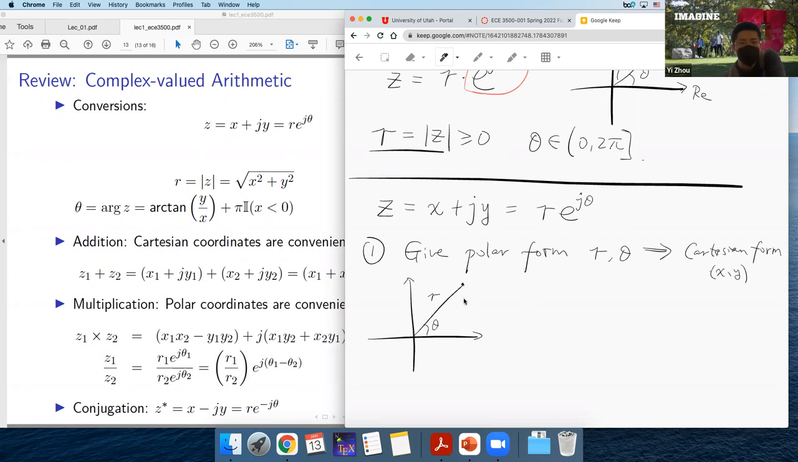This can be derived directly from this figure. Given this theta and r, we can uniquely identify a complex point. This is the complex number that we are looking at. Now we want to know the Cartesian form of this complex number, so we are looking at its x and y coordinates. This is x, this is y. From this figure, we can tell that x, this horizontal line segment, equals r cosine theta. And similarly, y equals r sine theta. Therefore, once we know r and theta, we can get x and y in this form.